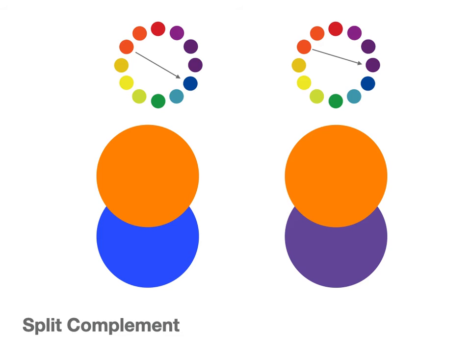A pure complementary color is orange to blue, but we do orange to this more violet color. And it gets away from some of that vibration, although that vibration is not quite as bad as that vibration.